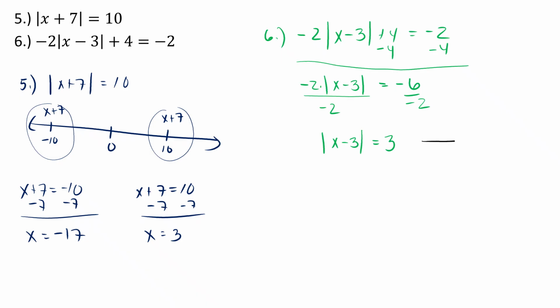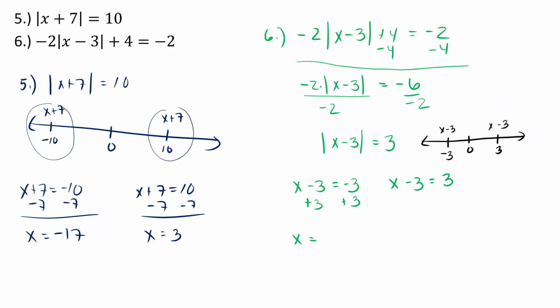If you need to, do a number line. The distance from 0 of x minus 3, or x minus 3 has a distance from 0 of 3. So where could that be? That could be 3 to the right or 3 to the left, and it would be x minus 3 that has that distance. And so x minus 3 could be -3, or x minus 3 could be +3. And in both of these, we are going to add 3 to both sides. -3 plus 3 is 0. And 3 plus 3 is 6.